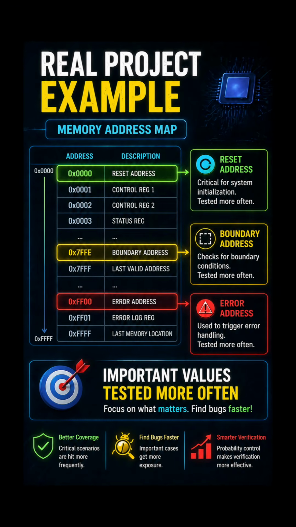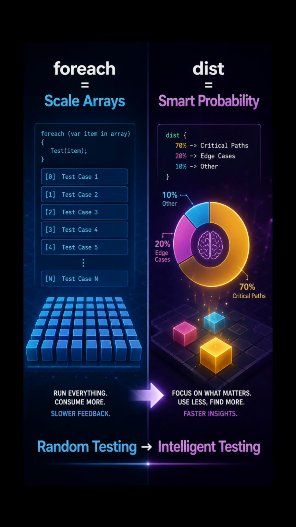Why is this important? Because in verification, not all values are equally important. Some scenarios reveal bugs faster. Using dist, we can stress those important scenarios more frequently. So remember this: foreach helps us apply constraints to every element of an array. Dist helps us control the probability of values during randomization, and this is how verification engineers make random testing intelligent.